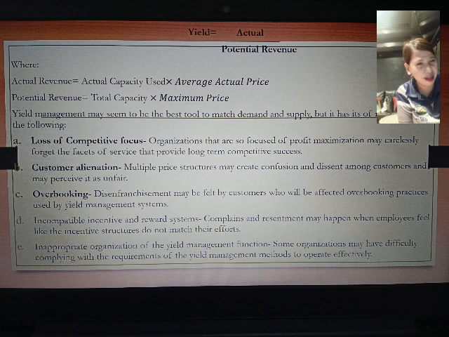pay off anymore. Next is inappropriate organization of the yield management function. Some organizations may have difficulty complying with the requirements of the yield management methods to operate effectively.